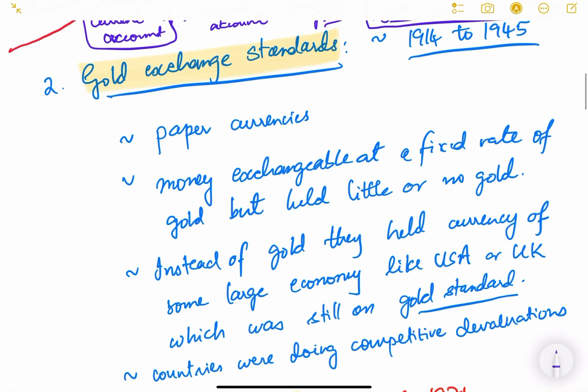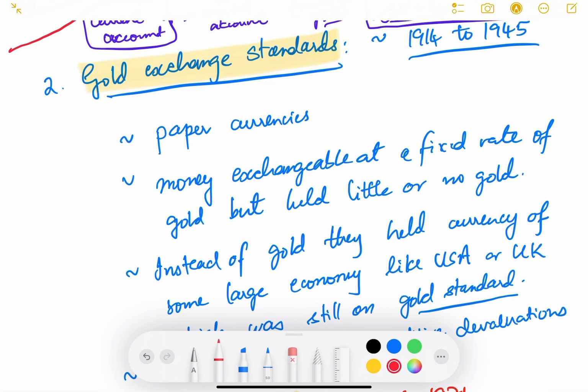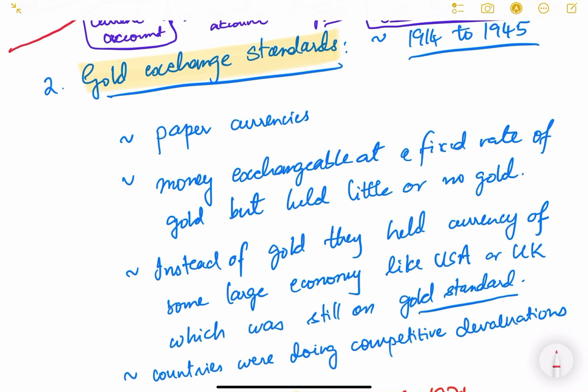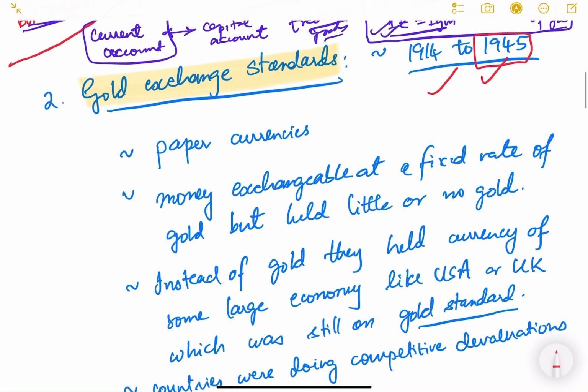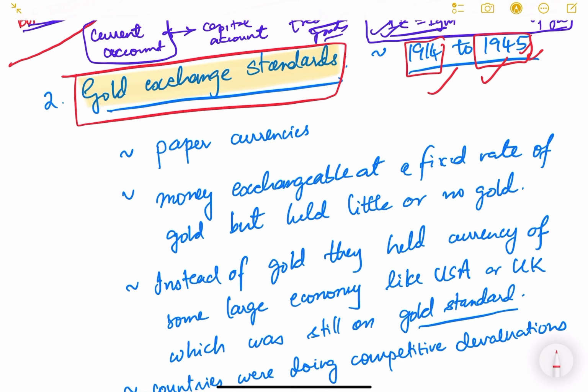Now let us move to the next system, which was in place right after 1914 up to 1945. Okay, up to the Second World War. From the First World War beginning to the end of the Second World War, there was a system which was known as the gold exchange standard. Okay, see there is an additional word, exchange, here.